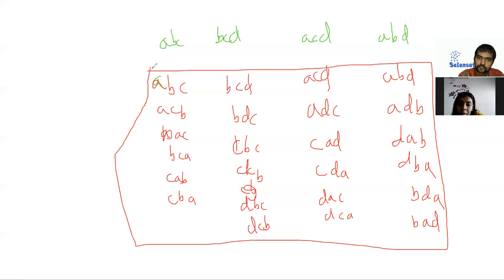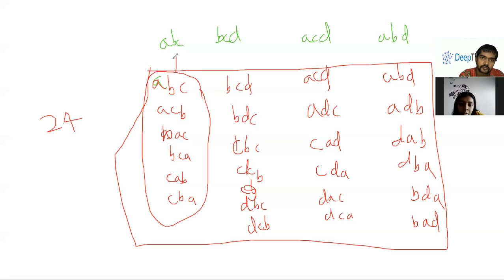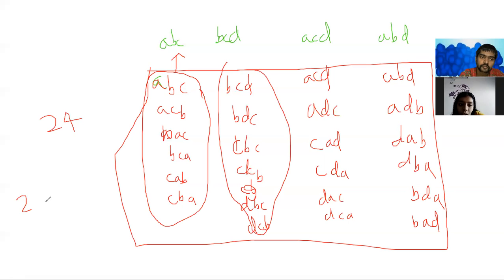So how many items are you getting overall? You're getting 24 permutations. But 6 permutations are basically one group. So total how many groups do you have? 24 divided by 6. Why by 6? Because each group has 6 different forms.